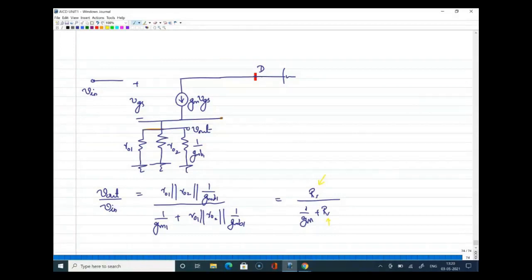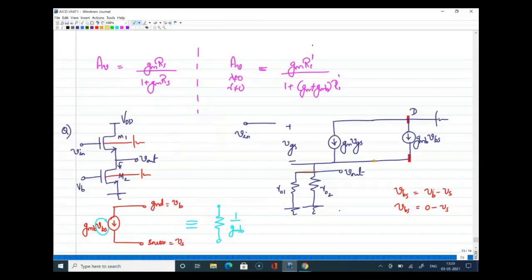Okay, so the only thing you need to take care of here is this. Whenever you have a current source, and the controlling voltage and the voltage across the current source are the same, that can be represented using a resistance. The same thing we have taken even for the channel length modulation when we develop the small signal model.